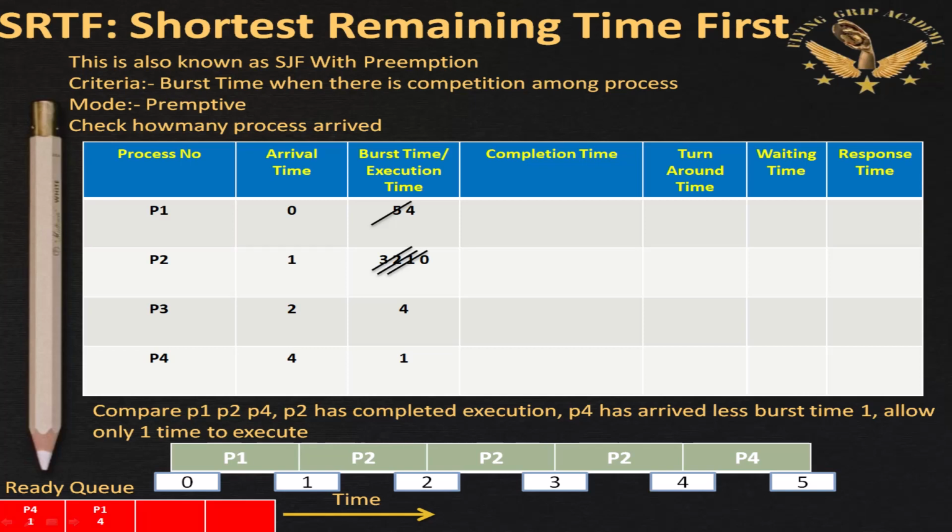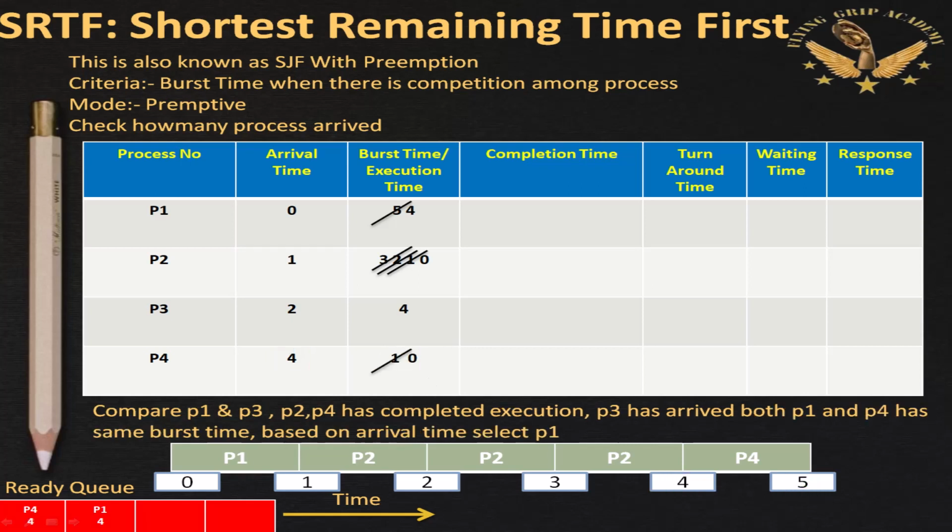Now which particular process do we need to allow? At time 4, P4 has arrived, but its burst time is only 1 unit, so P4 has completed its execution. What are all the units we have left? P1, which has a burst time of 4, and P3, which has a burst time of 4. These two we need to execute.